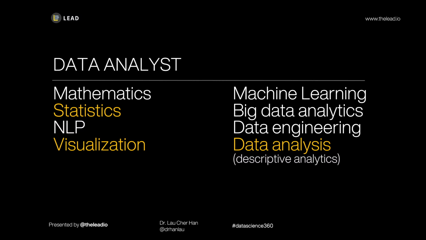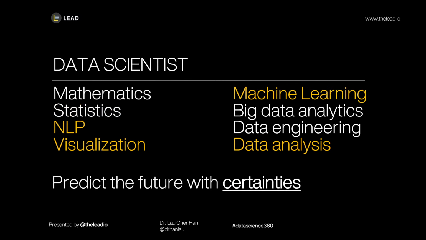Whereas if you want to become a data scientist, a data scientist is somebody who predicts the future with certainties. That's our motto. Everybody can predict the future. I can go outside and shout, hey, it's going to rain tomorrow, but would anybody believe me? Not until I prove it, if I'm able to prove it with some data, right? So this is the job of a data scientist.